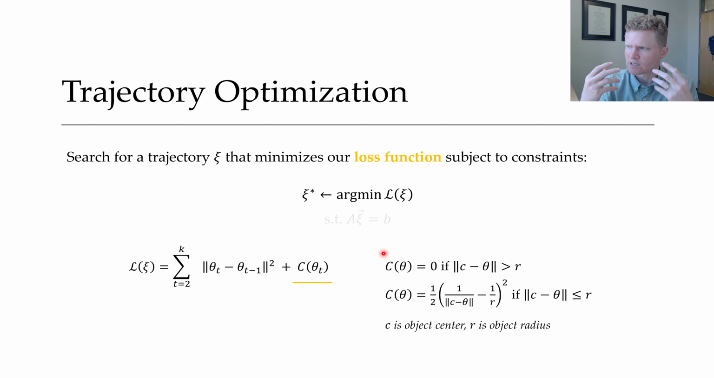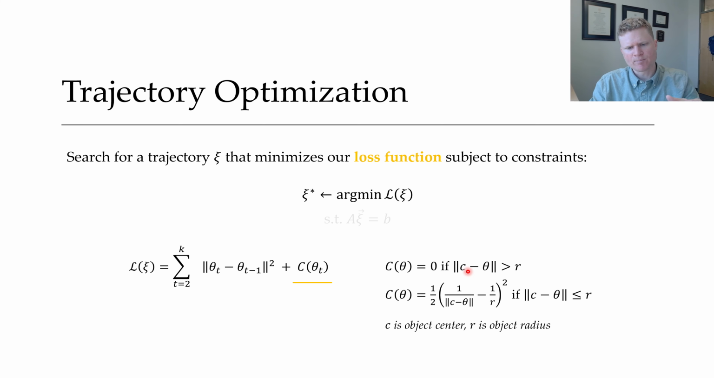I'm going to think about each of these obstacles as a circle. Again, it's a simplification, but it's a good starting point. So I'll think about each obstacle as a circle that has a center and a radius. The center is going to be C, the center point of the obstacle, and I'm going to define a radius around that obstacle. It's like a ball, and I do not want to go inside that ball. The radius of the ball is going to be R.